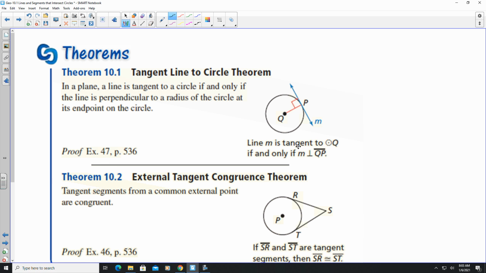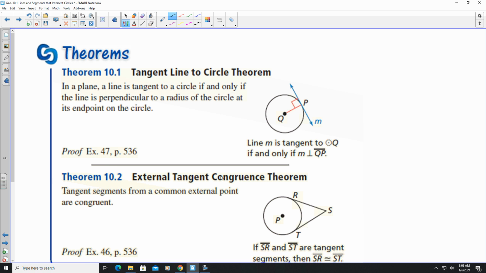We've got a couple of theorems that we're going to take a look at. The first one is the tangent line to circle theorem. They say in a plane, a line is tangent to a circle if and only if the line is perpendicular to the radius of the circle.